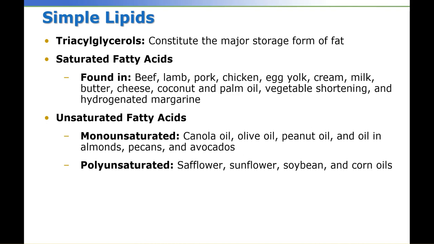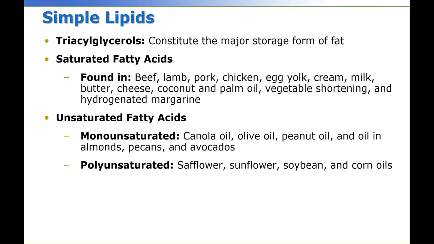So they hold as many hydrogen atoms as possible. Saturated fats basically are resistant to oxidation by heat. So if you see saturated fats, meat fats, they are solid at room temperature. Okay, that's why you get the marbled effect on the steak, the white parts.